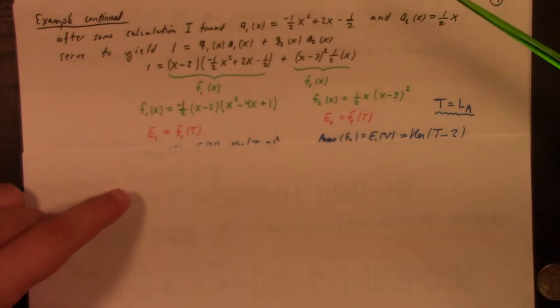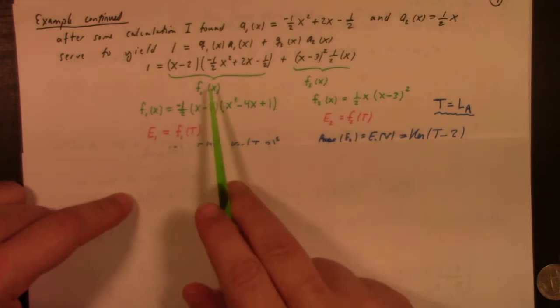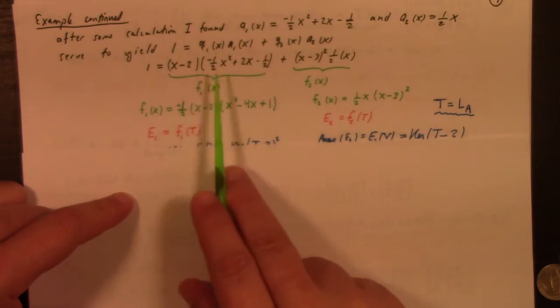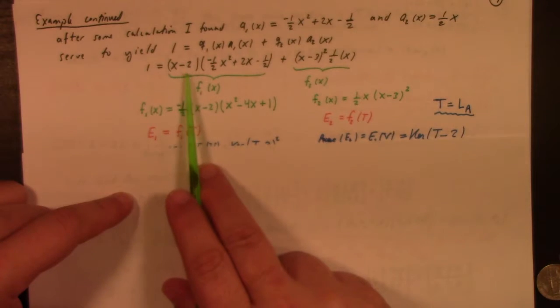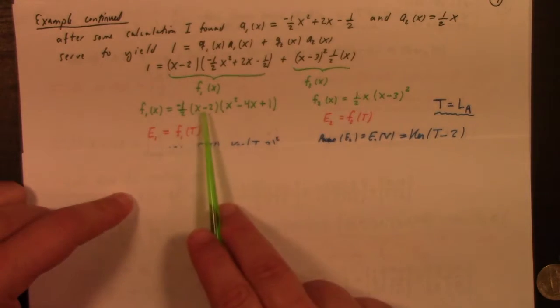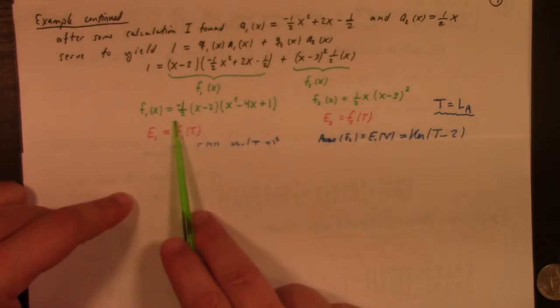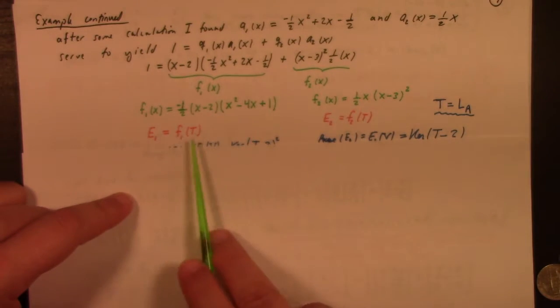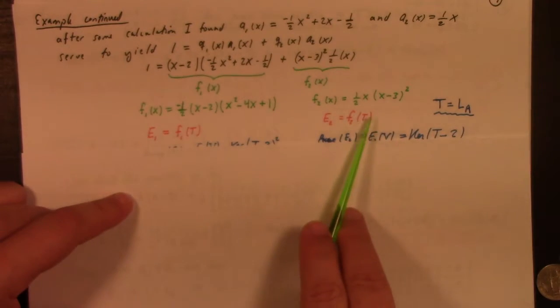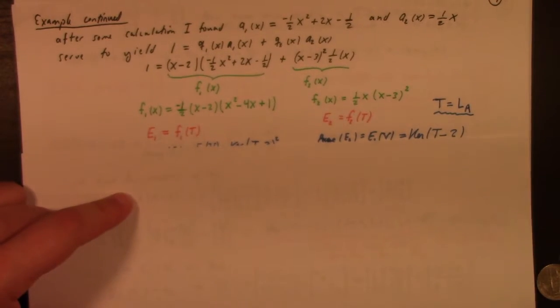But anyway, once we have that, that makes this my f1 and this my f2, because that's the q1 a1, this is the q2 a2. So allegedly, this is f1, that's f2, and then e1 would be f1 of t, and e2 would be f2 of t, where t is the left multiplication by the matrix we're talking about here.